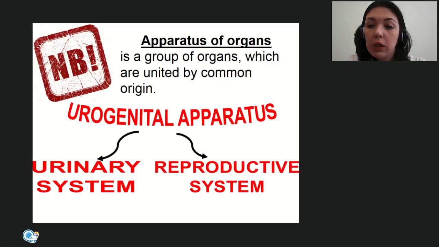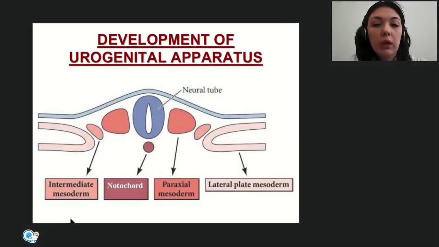All the organs of the respiratory system serve for respiration. They serve for either passage of air or gas exchange, yes? And here we deal with another term, apparatus of organs. It is a group of organs that is united by common origin. So organs of the urogenital apparatus have the same origin, and some of the organs are at the same time organs of both urinary and reproductive system. So we'll talk about it later.